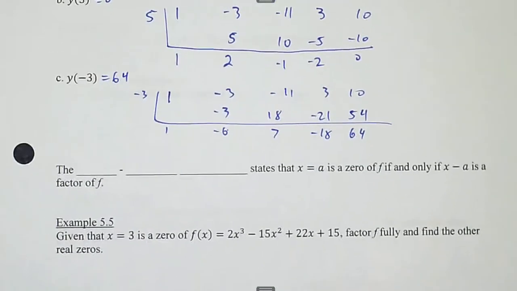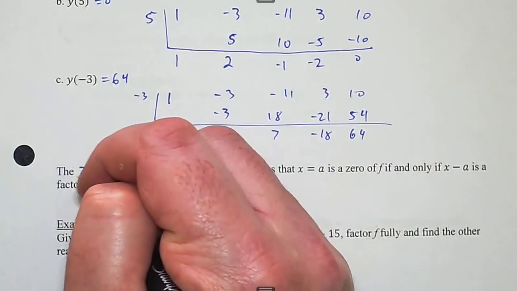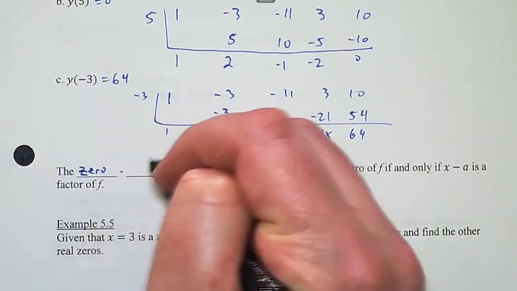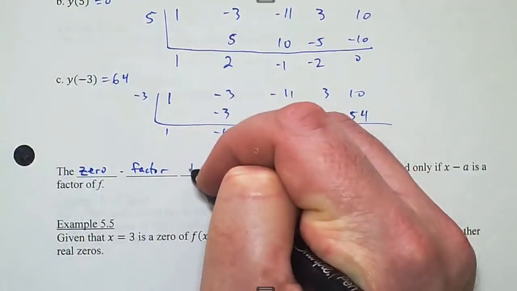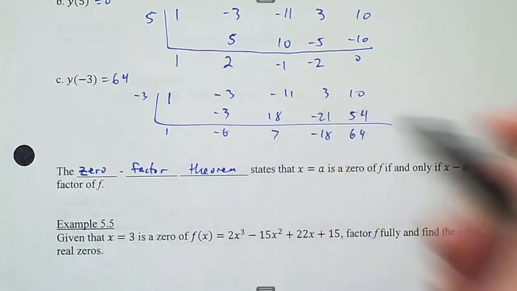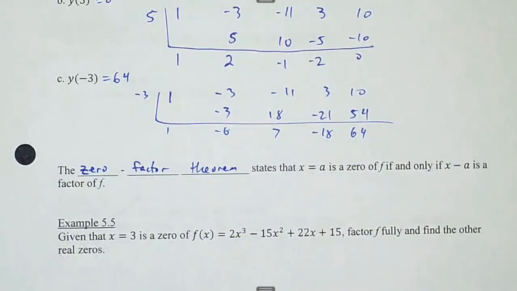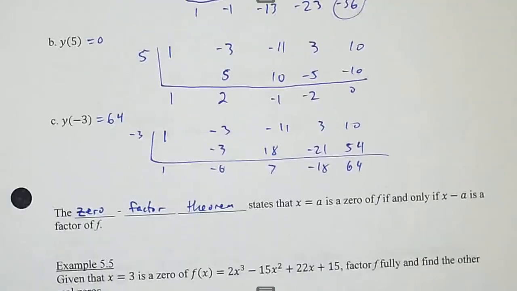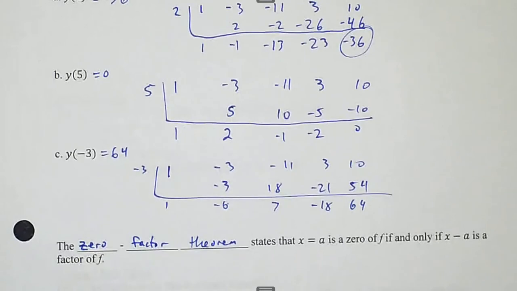Okay, so here's an important theorem that I think we discussed before, the zero factor theorem. It states that if x equals a is a 0, then x minus a is a factor. We've talked about that before. We see it now coming up again.